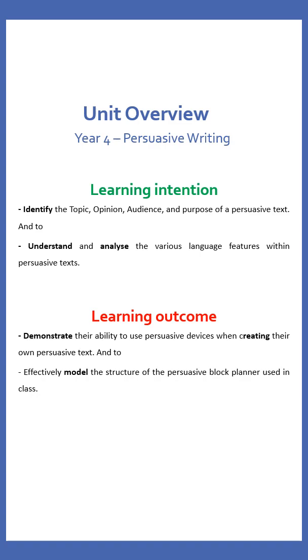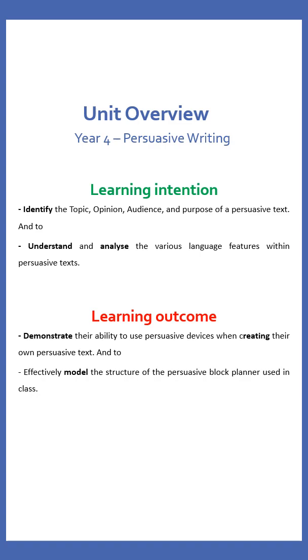So the unit is based around Year 4 and students developing an independent persuasive text task. Now, the learning intentions and learning outcomes are here. So the learning intention is for students to identify the topic, opinion, audience, and purpose of a persuasive text, and to also understand and analyze the various language features within persuasive texts.